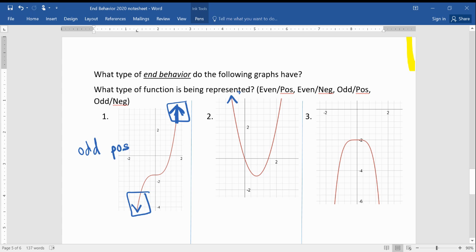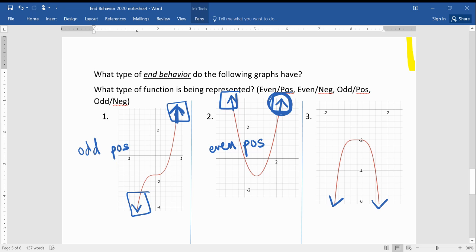All right, so here's another one. Both ends are pointing up. In that case, we know it's even. Look at the arrow on the right. It tells you positive or negative. It's positive. It's going up. So that's an even positive. And you can use these abbreviations. It's fine. All right, last one.